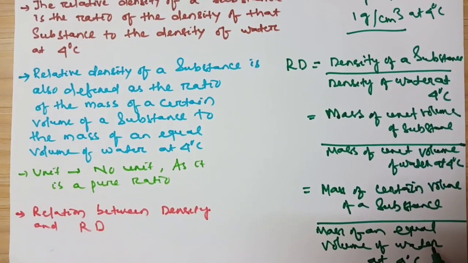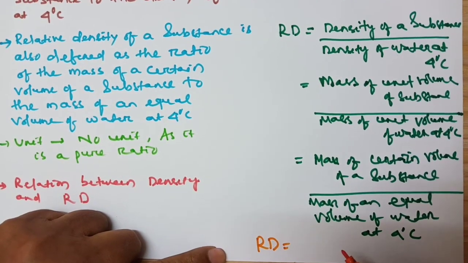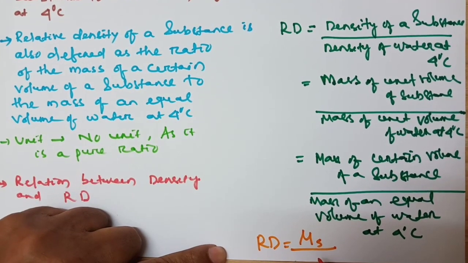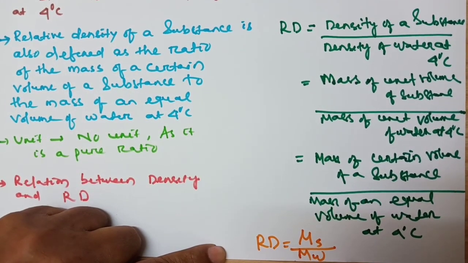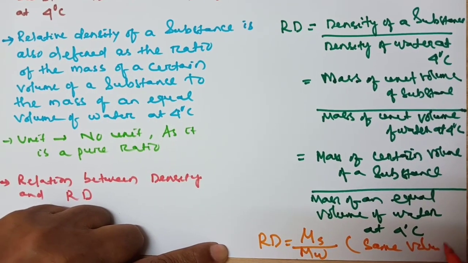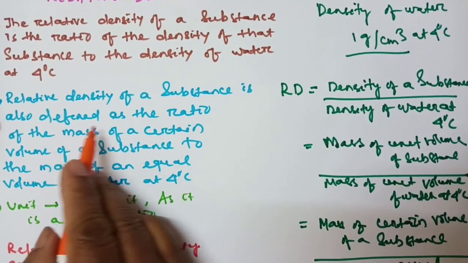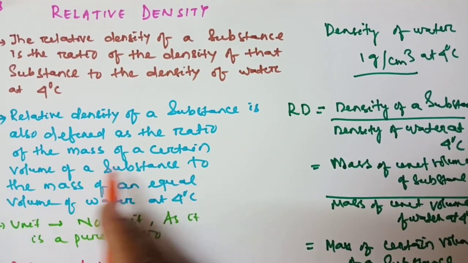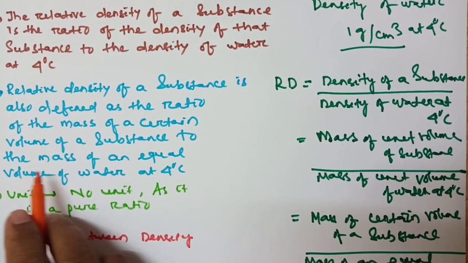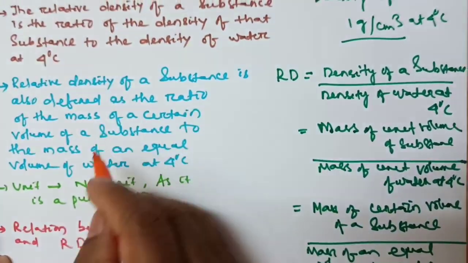So you can write the formula. RD, relative density, is equal to mass of substance by mass of water, but the volume is constant, the same volume. So we can write another definition. The relative density of a substance is also defined as the ratio of the mass of a certain volume of substance to the mass of an equal volume of water at 4 degrees. This is the definition you can write.